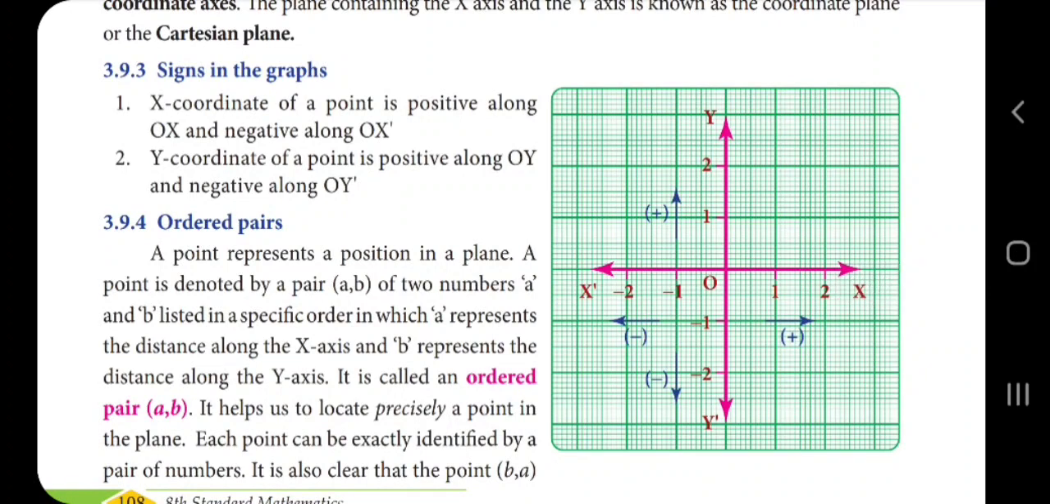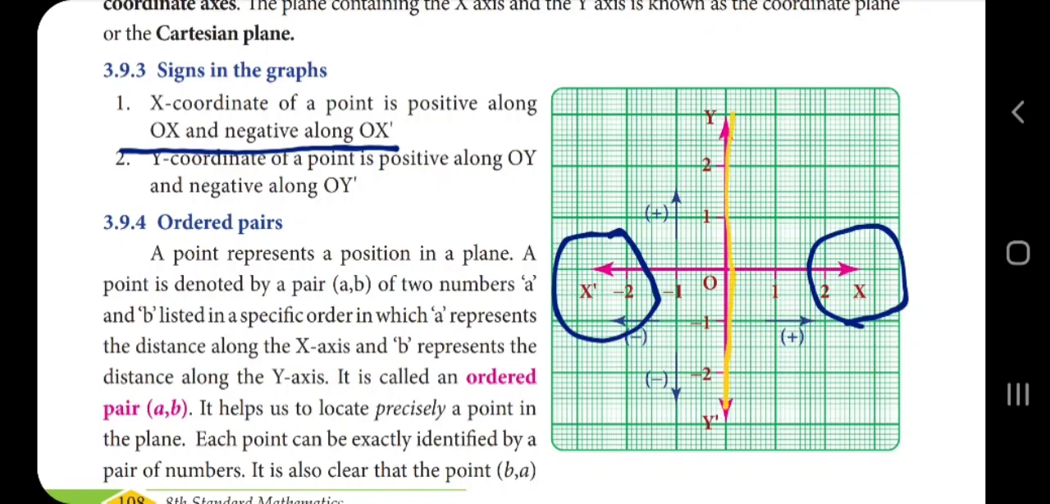Now, signs in the graphs. The x coordinate of a point is positive along OX and negative along OX dash. On the right hand side, X is positive, and on the left hand side, X dash is negative. The vertical line is the Y axis, where Y is positive and Y dash is negative.